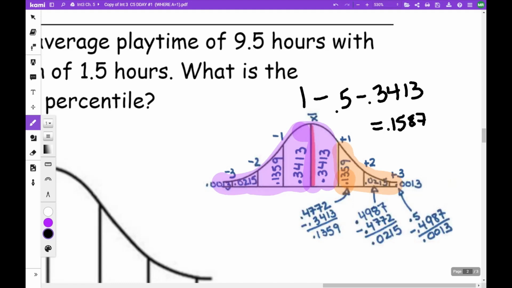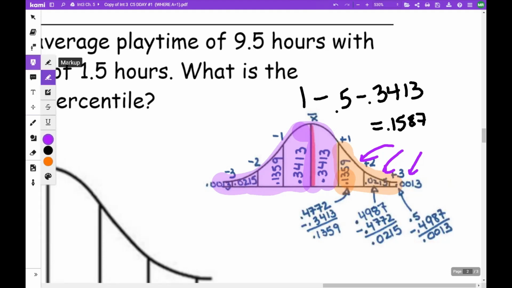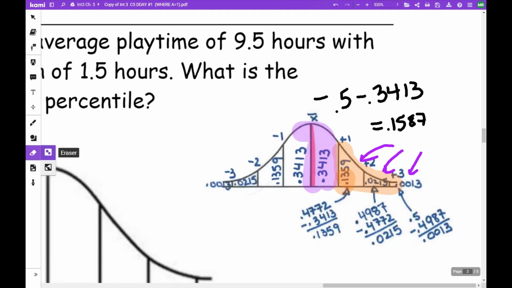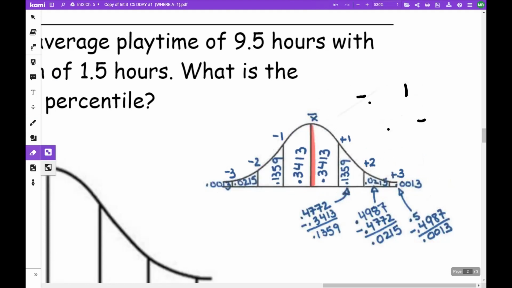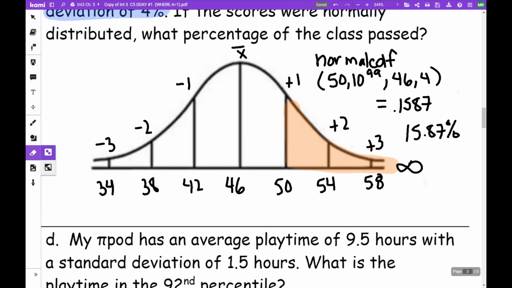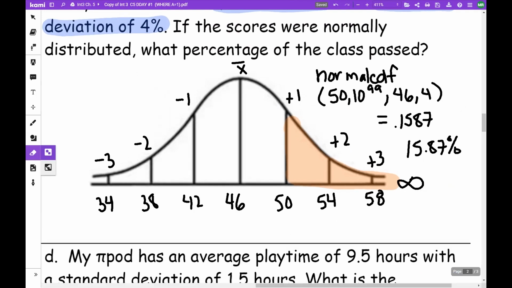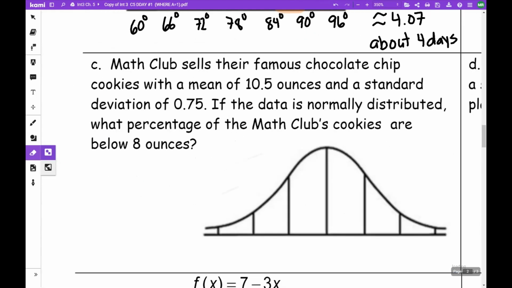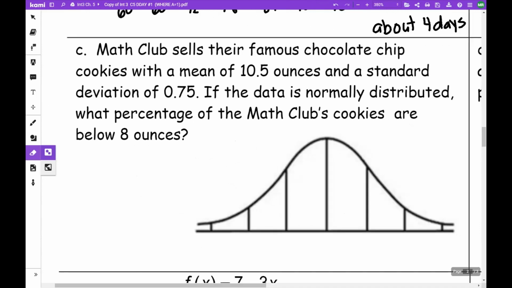Another way to have done this is to add up this, and this. So 0.1359 plus 0.0215 plus 0.0013 gave me that same answer. Okay, so we actually could have also found it from this, but again, you can use your calculator. Let me just get rid of this. Again, for this problem, it ended up being 15.87%.